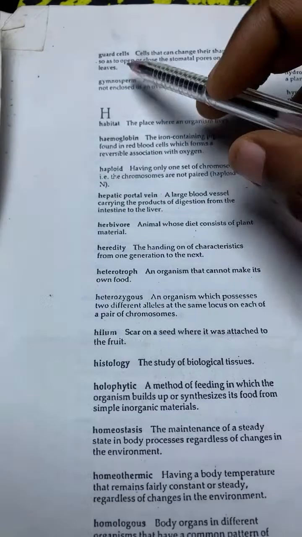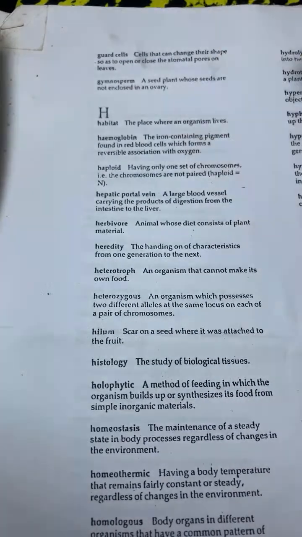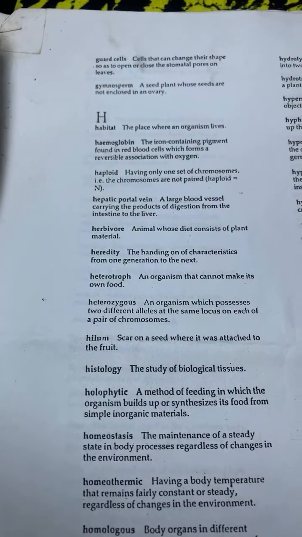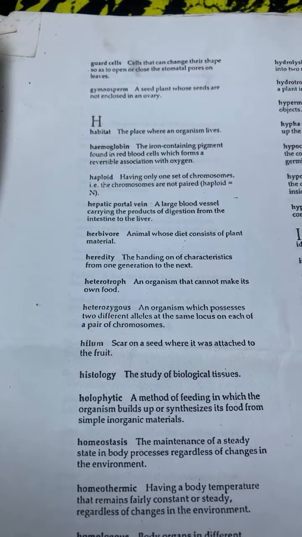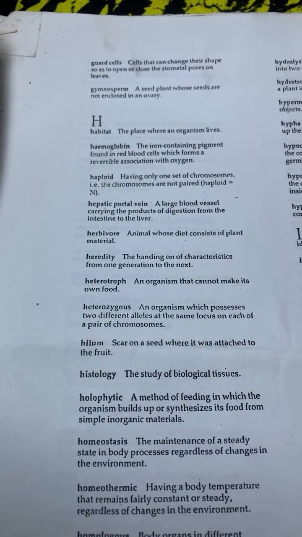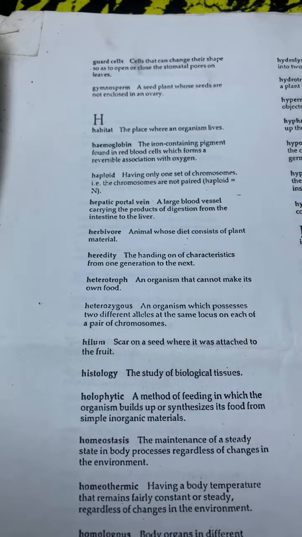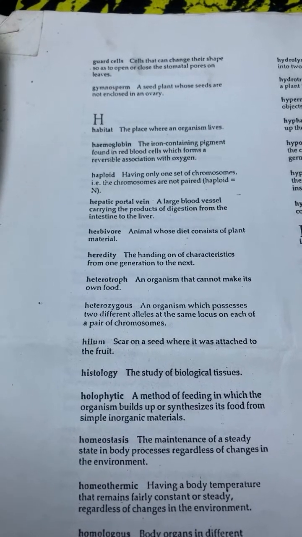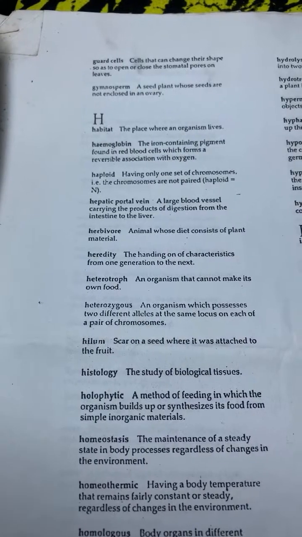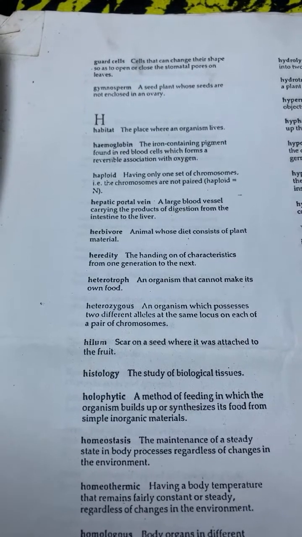Now, under G, we have what we call guard cells. Guard cells are cells that can change their shape so as to open or close the stomata on the leaves. We call them guard cells. They are more like security cells. They open and close the stomata pores of the leaves.